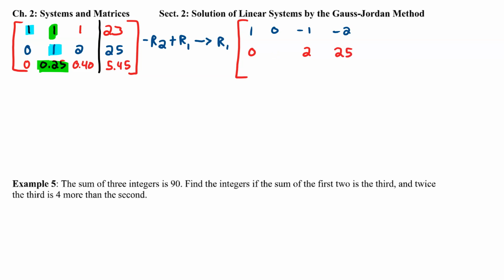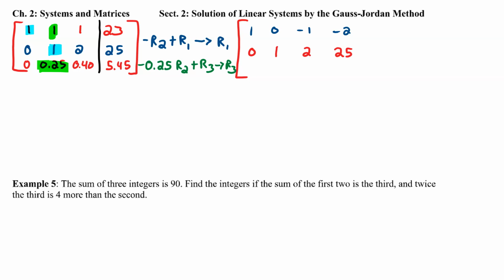And then our bottom row also needs to change so that we can get rid of that 0.25. So we're going to have to multiply our second row by a -0.25. Add it to our third row, and that will give our new third row.